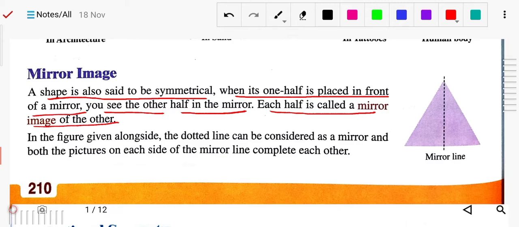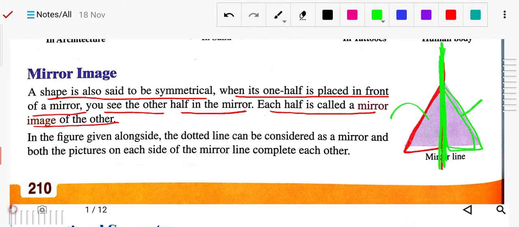Mirror image means, suppose one line is there, whatever image is forming over here, you can see this same image in your mirror also. This line is called the mirror line, from where the other image starts forming. The original image and the reflected image are separated by one line, which is called the mirror line.